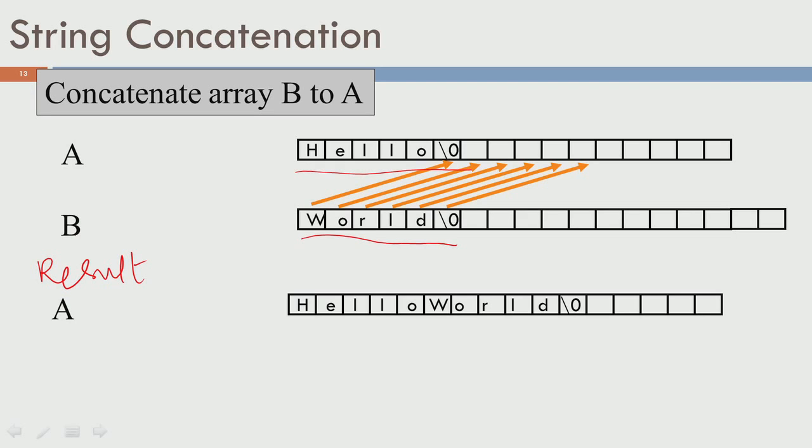In this example it is not a problem, but if B were something much larger, then concatenating B with A, you will run out of space in A. In this example, however, it is not a problem.